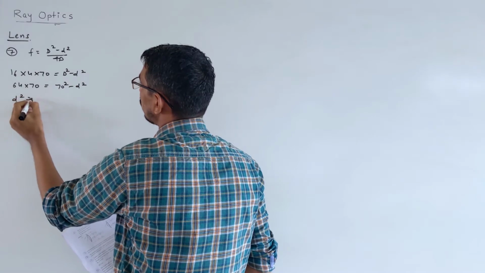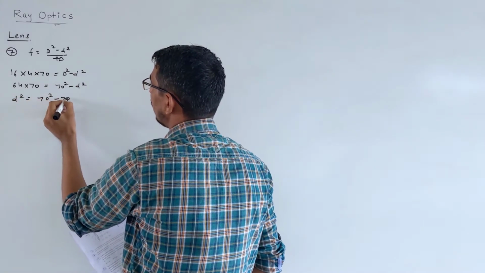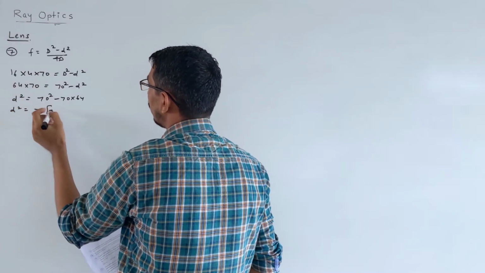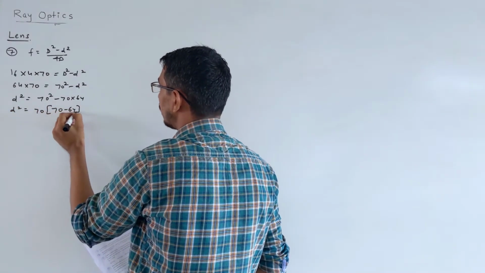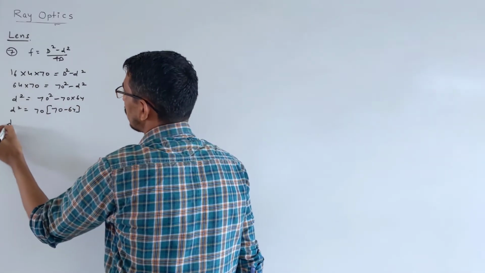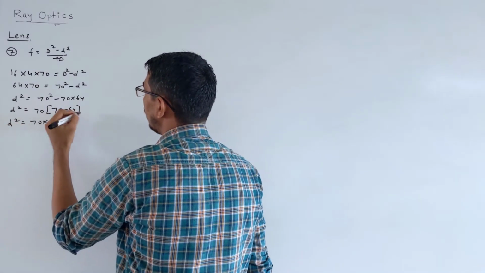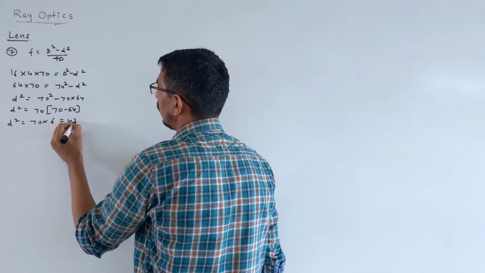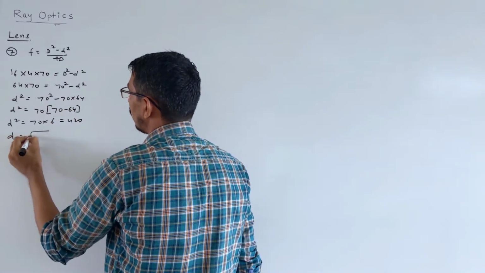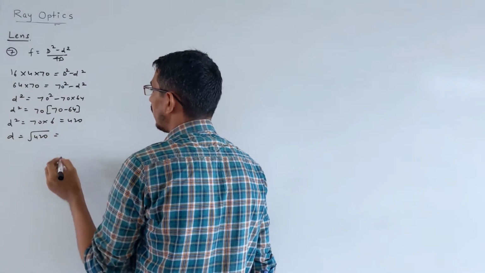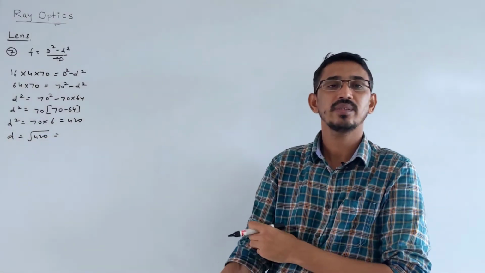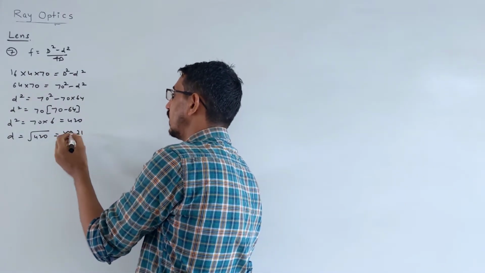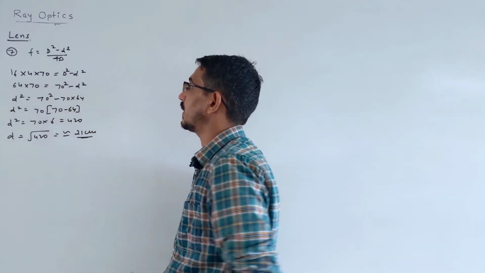So small d squared should be equal to 70 squared minus 70 into 64. Here you take 70 common, then you get 70 into (70 minus 64), correct? So d squared should be equal to 70 into 6, which is 420. So d is root of 420. Approximately, root 400 is 20, little more than that. So you can say approximately around 21 or 22 centimeters.